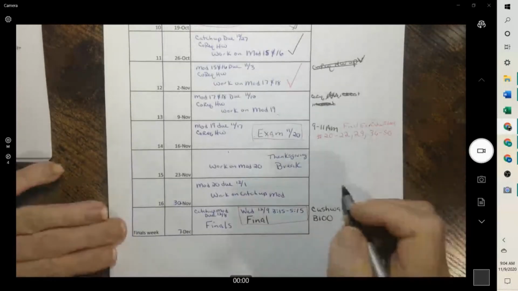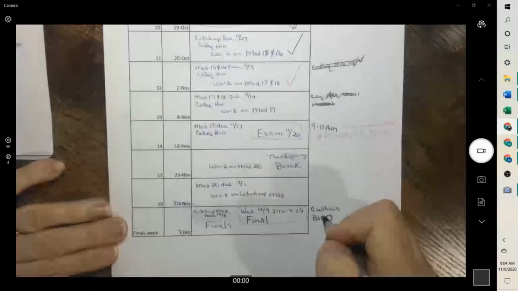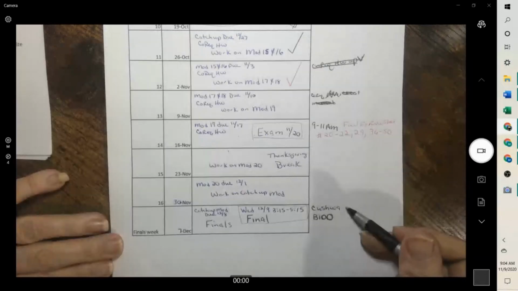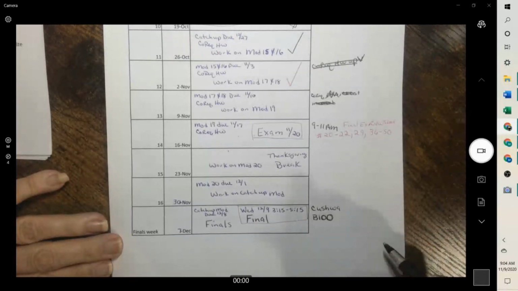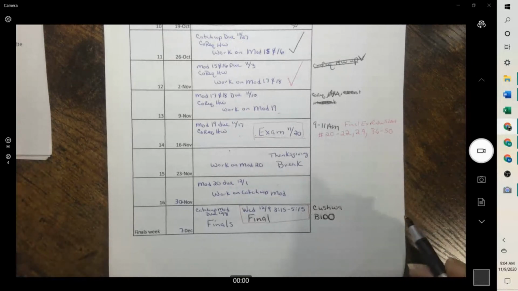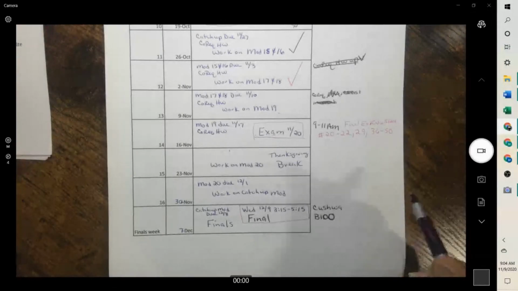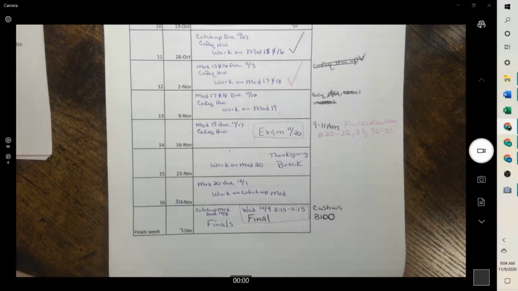So unless something changes, it will be on YSU campus in Cushwa B100. And everyone has to take it at the same time on the same day. Any questions on that? I sent an email as soon as I found out for sure last week. But are there any questions on it?